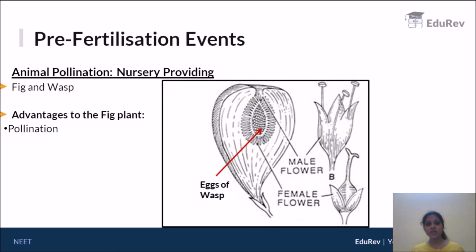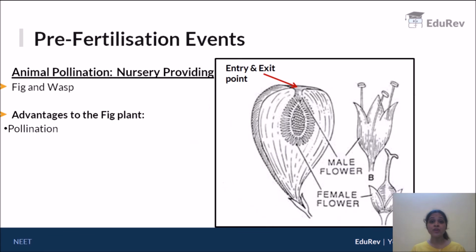The first is that pollination is achieved. The question is, how is pollination really achieved? Now, on top you can see that's the entry and the exit point. So let us assume that the wasp has entered. It has gone towards the base where the female flowers are and it has laid her eggs. Now, as she is moving outward, she will have to cross the anthers of the male flower. As she crosses the anthers of the male flower, she will take some of that pollen.